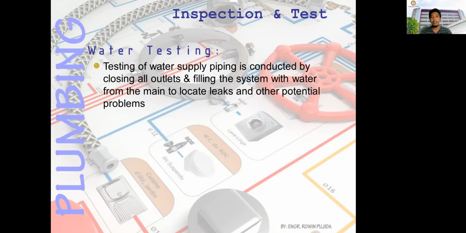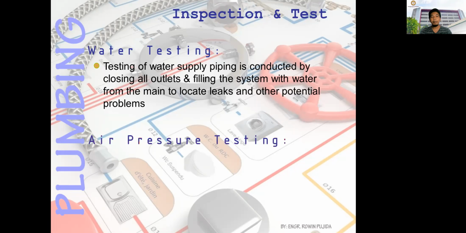So you have here the water testing. For this type of testing, you just have to raise the highest pipe by 3 meters, and then you run water inside that pipe, and then you check all the pipes for leaking. Okay, test of water supply piping is conducted by closing all outlets and filling the system with water from the main to locate leaks and other potential problems. So this is the commonly used type of testing for the water distribution or maybe for the drainage system.